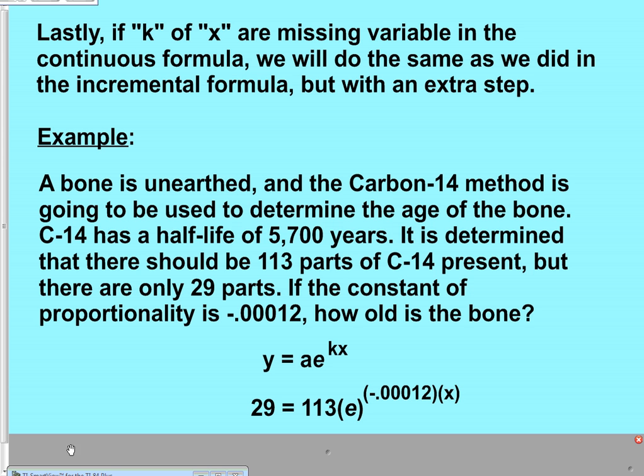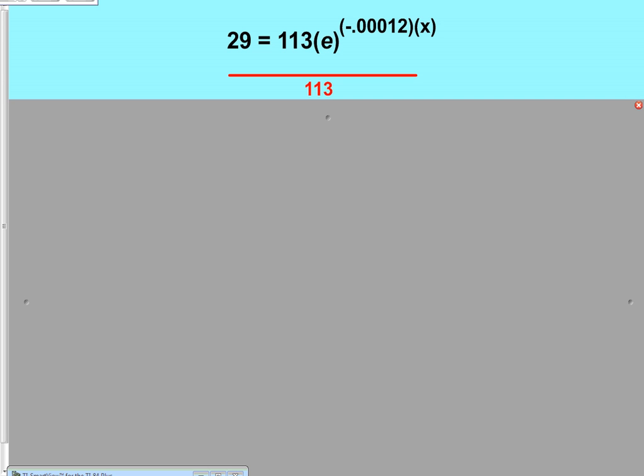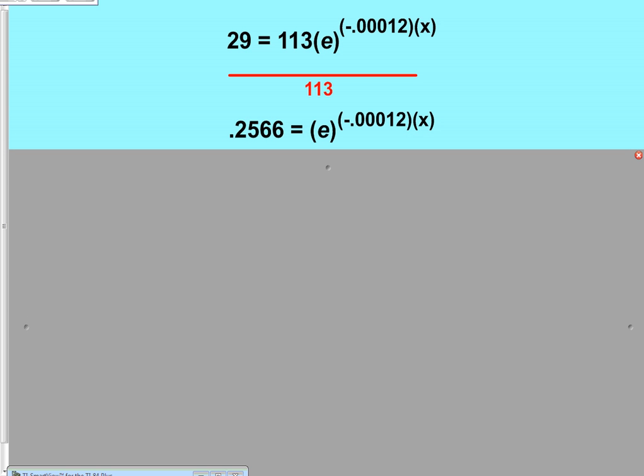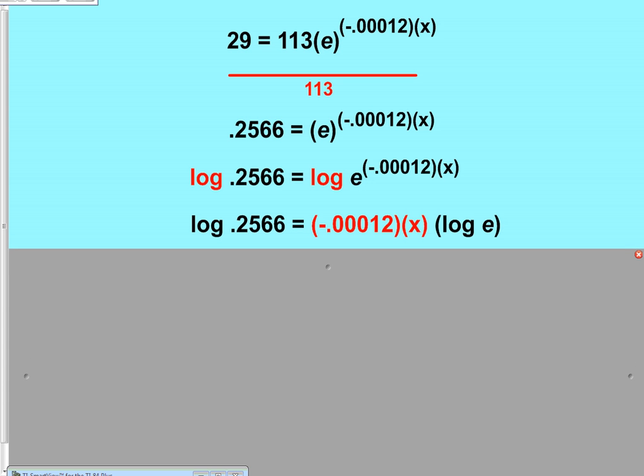One of the first things we should want to do is get that 113 off of there. We do not want the x attached to the e, but we certainly do not want 113 of them. So dividing both sides by 113, 29 becomes 0.2566. Now we need to get the exponent down, and one of the ways we can do that is by using the logarithm. So we're going to take the logarithm of both sides of the problem, and that will allow the exponent on the right to become part of the base on the right. So there I've pulled the exponent down and placed it out in front of log e.